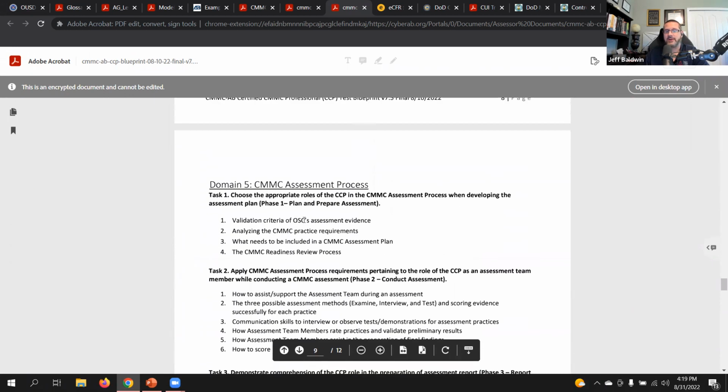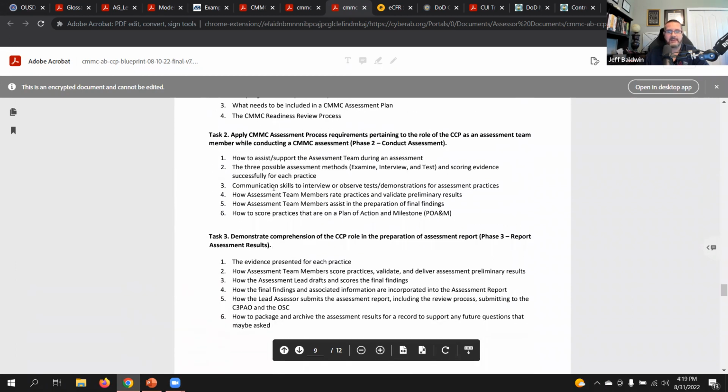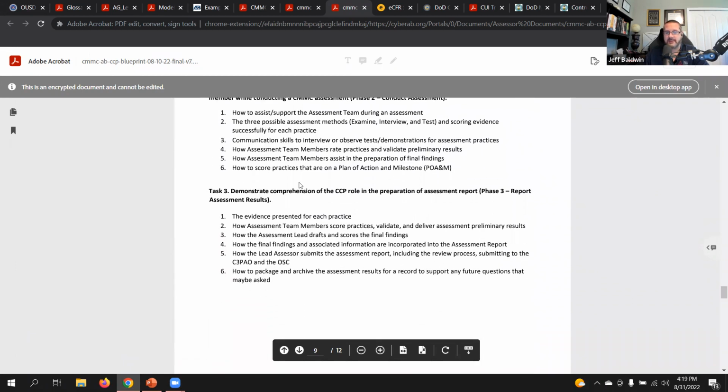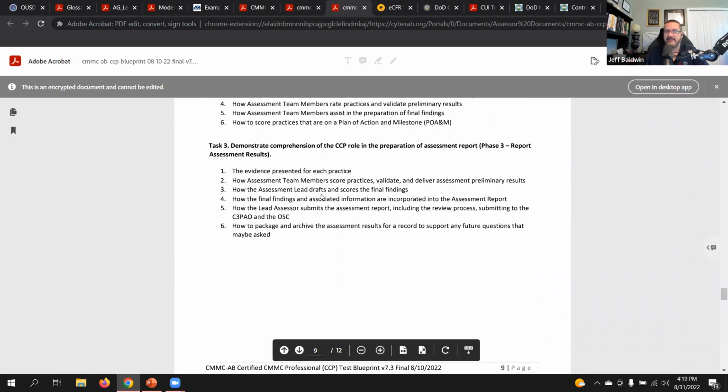So what should the focus be? What is the CCP doing in each of those phases? How are they assisting and supporting? Because a lot of the tasks in the CAP are going to be more things that the lead assessor would potentially be doing.